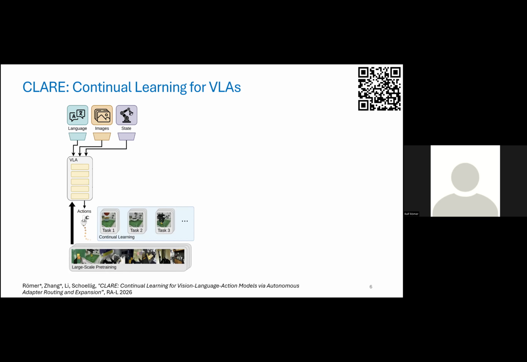And then, during continual learning, the robot should iteratively learn new tasks without degrading performance on previous tasks. And the method that we came up with is summarized here. I'll go into a bit more detail later. But this is the setup that we have.